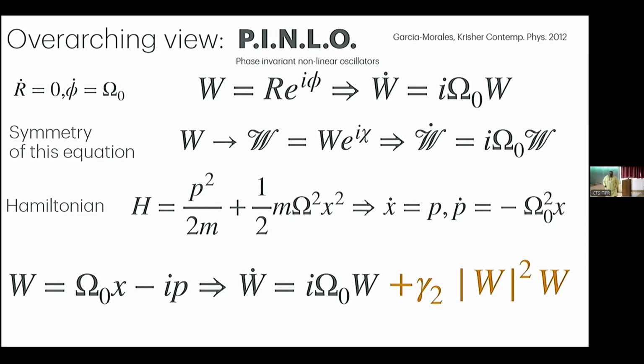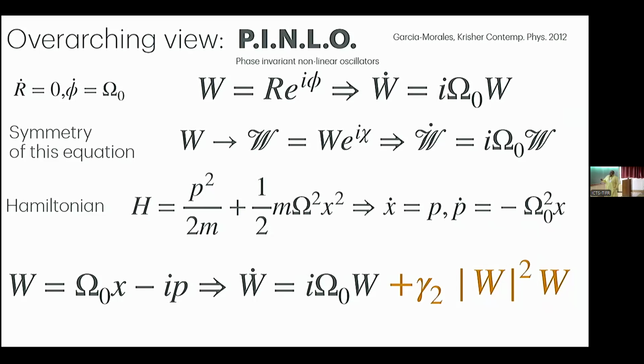Okay. So to go back to synchronization just for a second, this is the overarching view that I enjoy very much, when I came across this paper by Garcia-Morales and Krischer. I want to share with you the notion of a phase invariant nonlinear oscillator. If you take the harmonic oscillator, p squared plus x squared, and you write x dot is p and p dot is minus omega squared x, then you can complexify this with a letter w, writing x minus ip, and w dot has a linear term there. Just ignore this for a second.